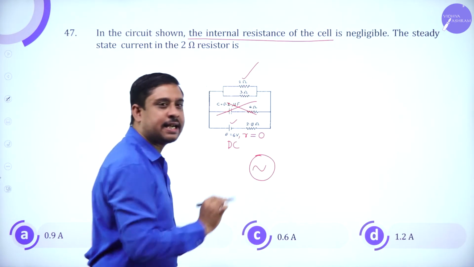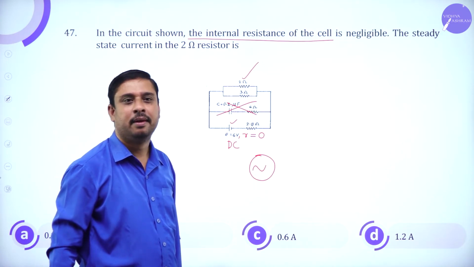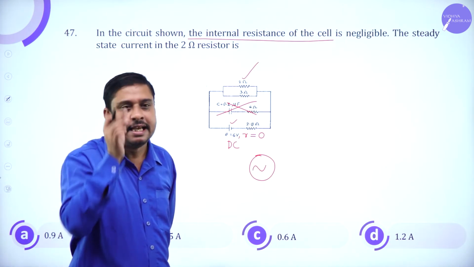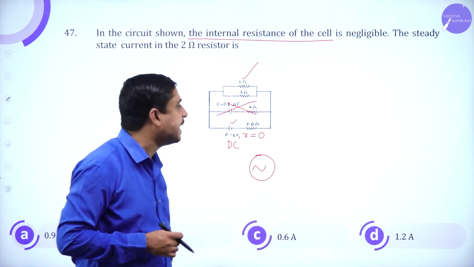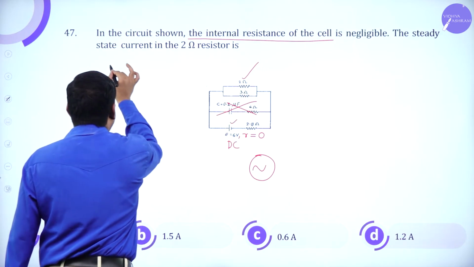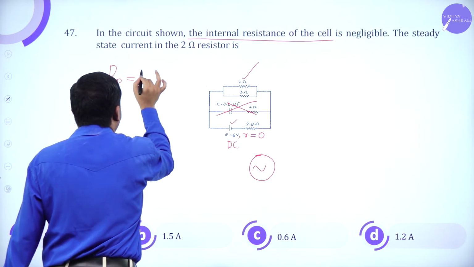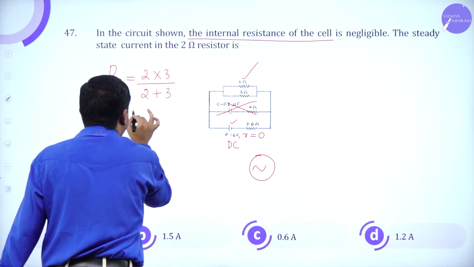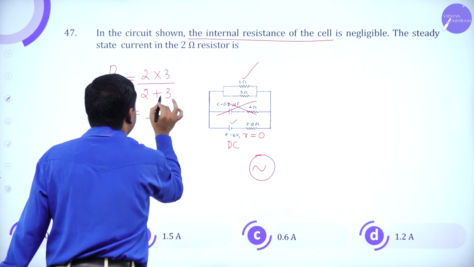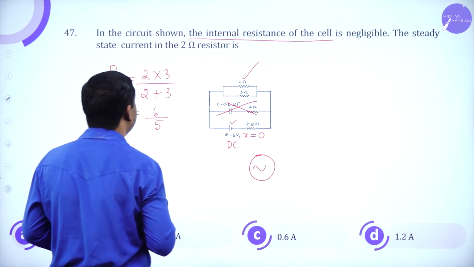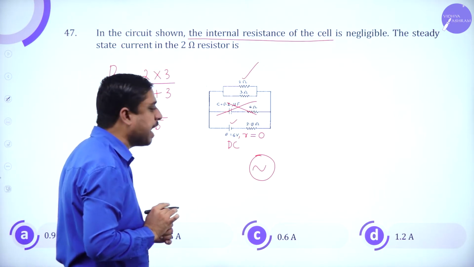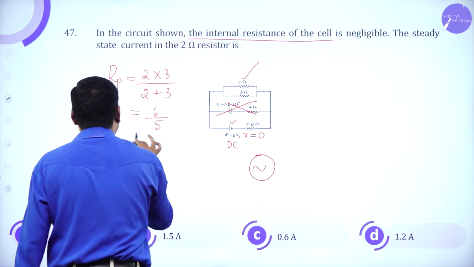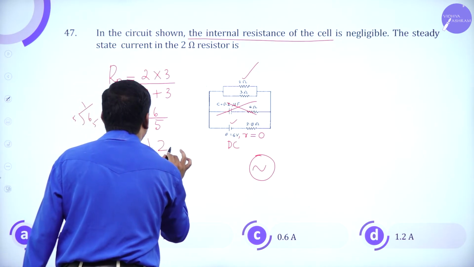If it is AC, they have given alternating current. So, if at all a capacitor is connected in a circuit, there cannot be flow of DC. Now, 2 and 3 ohms are connected in parallel. So, the effective resistance is 2 into 3 divided by 2 plus 3, which is 6 divided by 5. Somewhere it turns out to be 1.2 ohms.